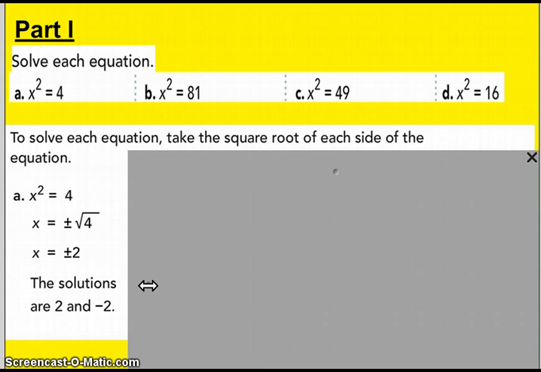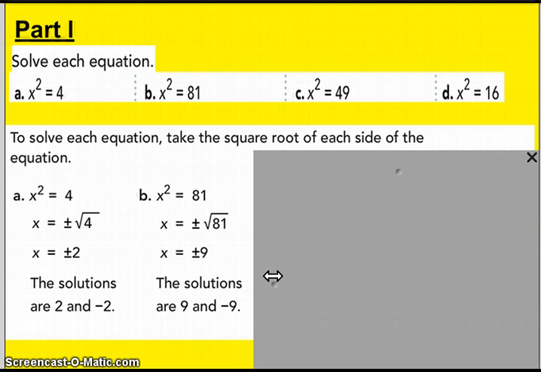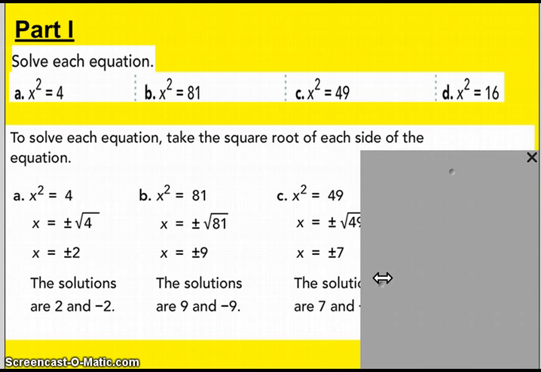B, x squared equals 81. Again, take the square root of both sides. So we end up with x is equal to positive or negative square root of 81. So our solutions are x is equal to positive or negative 9. Plug those back in and they will both work. Letter C, x squared equals 49. Square root of both sides. We end up with x is equal to positive or negative 7. Those are both the solutions.